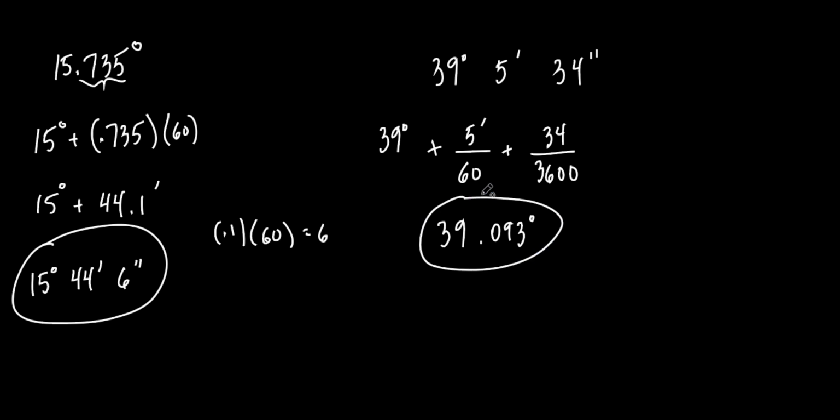So you divide 5 over 60, divide 34. Yeah, the minutes you divide by 60, the seconds you divide by 3,600. Then add them together, right. If I take this fraction and this fraction, add them together, this is what I'll get. Okay? Yeah. There's one more.